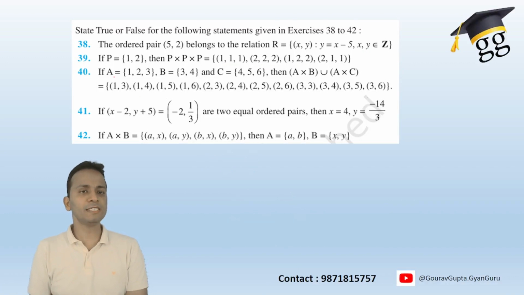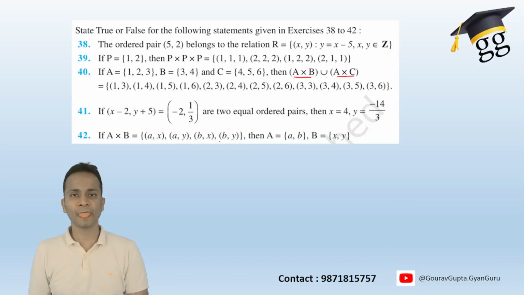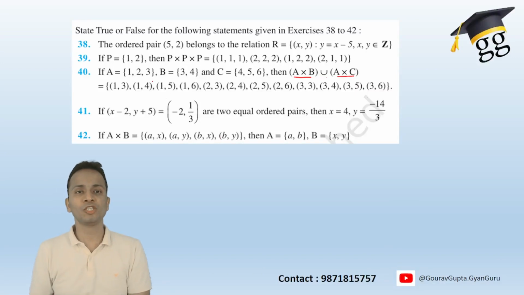Now, question number 40, set A is defined, set B is defined, and set C is defined. Then we have to find out A cross B union A cross C. Since there is a union between them, it should have all elements from A cross B as well as from A cross C. I'll not write it, I'll just match. So first of all, let's look at A cross B. A cross B should have 1, 3, 1, 4. So 1, 3 and 1, 4 are present.